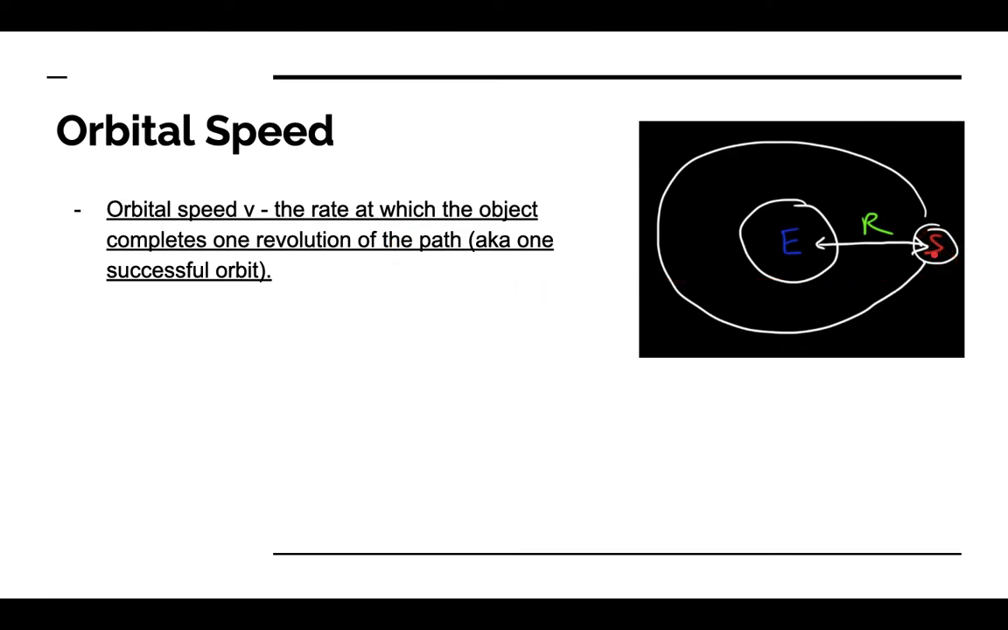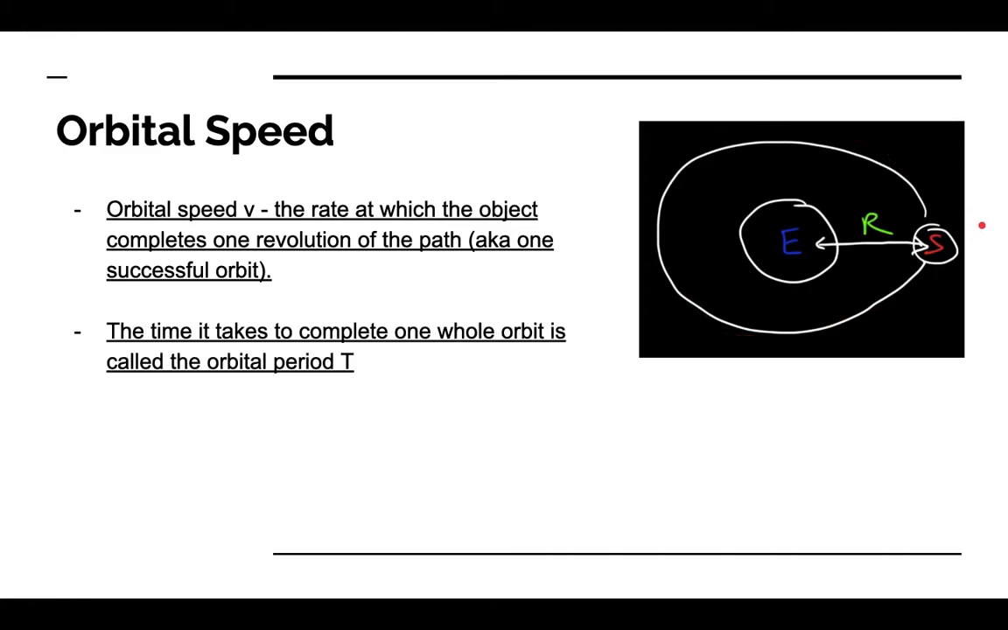So let's say we have an object S that rotates or moves around a circle around an object E. So let's say that S is a satellite and this is Earth E right here. One successful orbit is all the way around, one revolution, okay? The time it takes to complete one whole orbit is called the orbital period T.